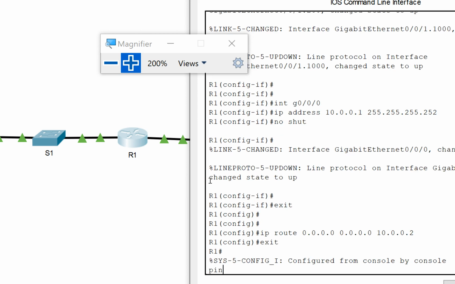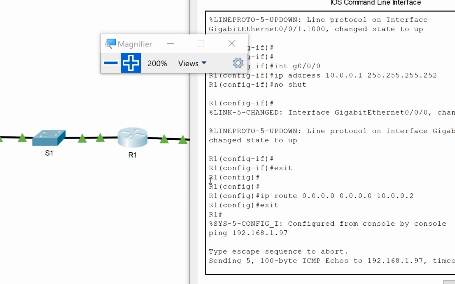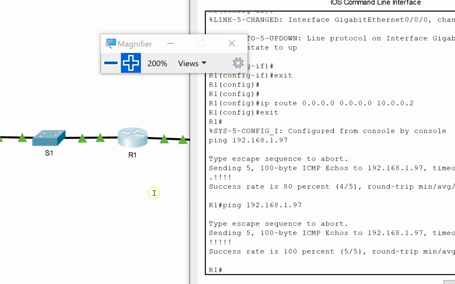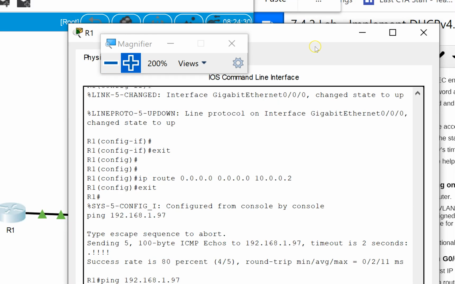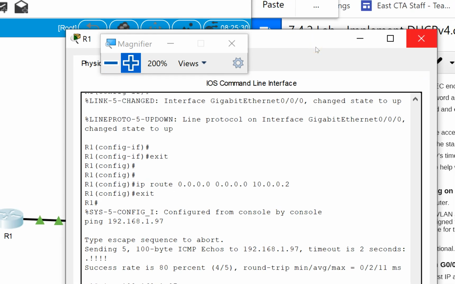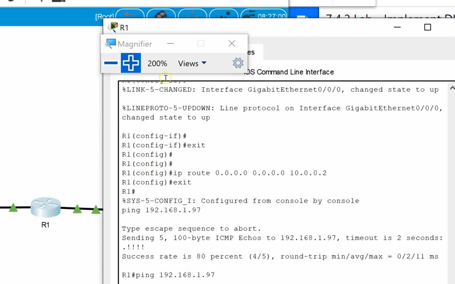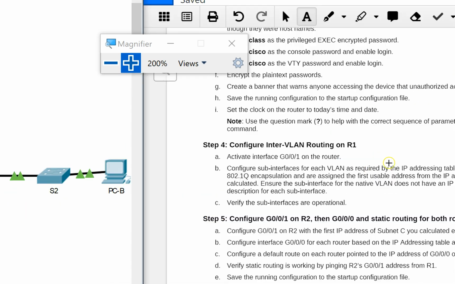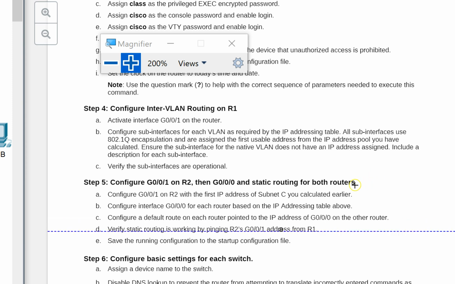Exit, ping 192.168.1.97 if I'm not mistaken. Hey, look, we got some success there. The exclamation marks mean success. Do it again, and I get 5 successes. So the static routing works. I can leave my network for now. If I decided to ping the reverse way, it should work as well, but we're just going to leave it at that.